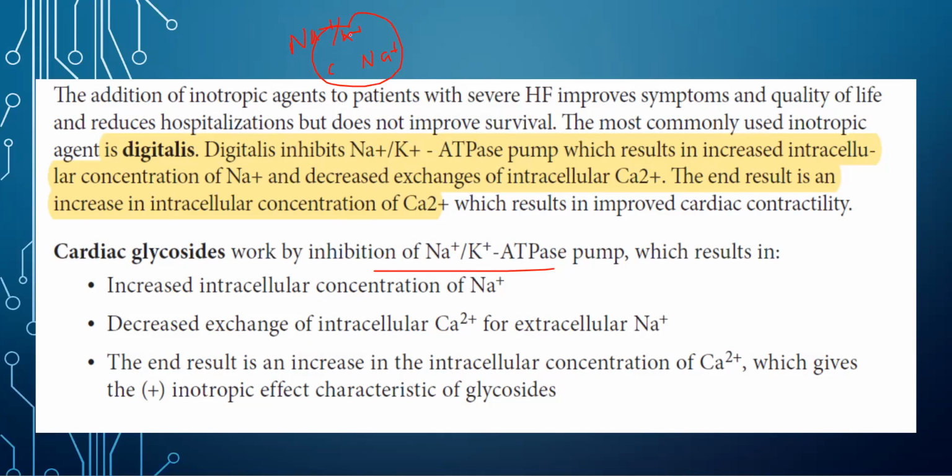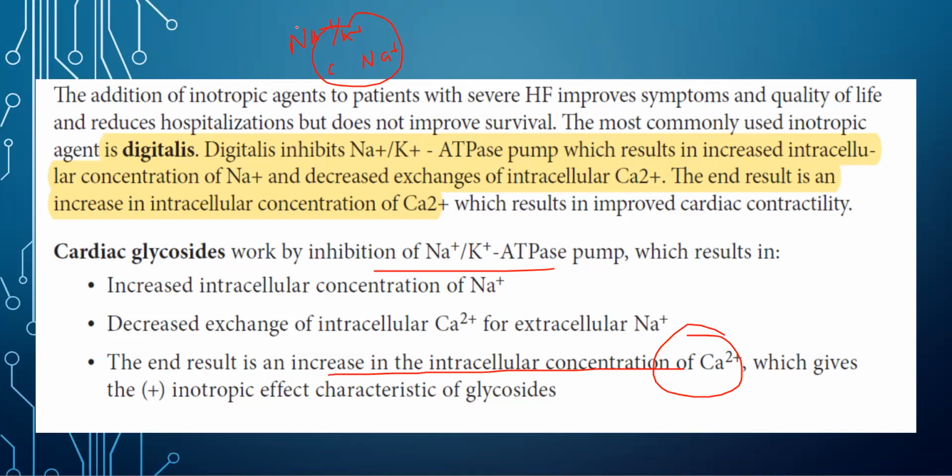During this process, there is also an exchange of calcium. So sodium goes out, calcium goes out. That's how this sodium potassium pump should work. But when this pump is inhibited, there is sodium inside the cell, but most importantly, there is an increase in intracellular calcium. If calcium is high in the cell, what does it cause? It causes increased contraction of muscles. That's how digoxin works. It causes increased contraction of the heart muscle.